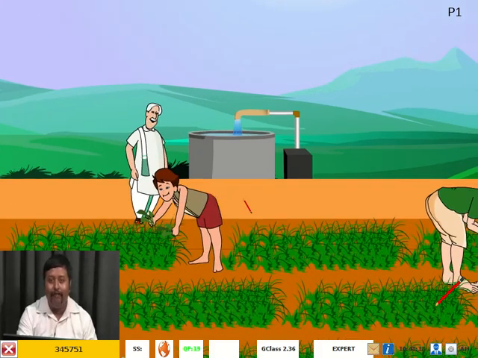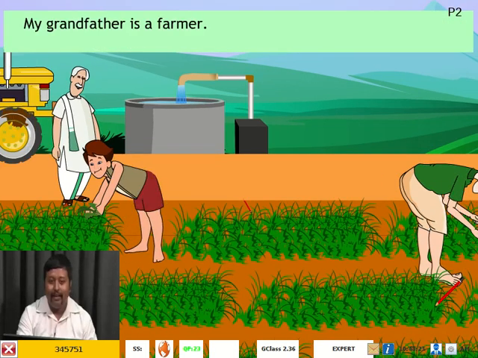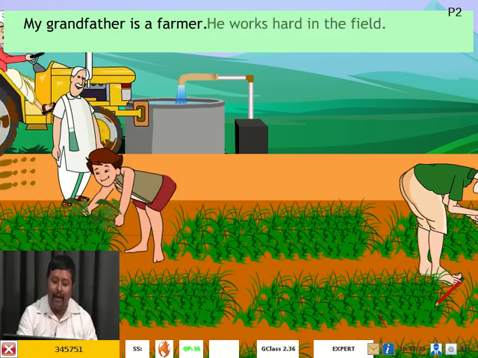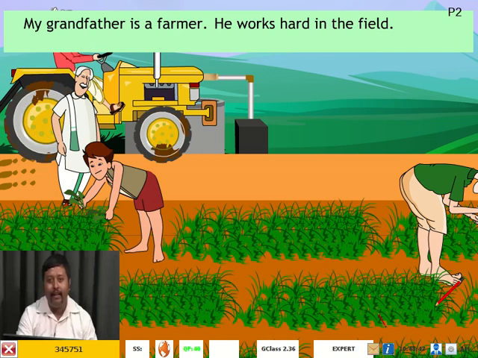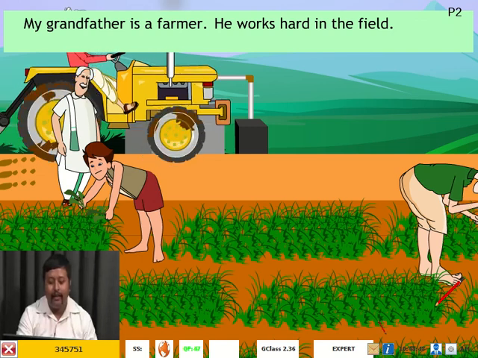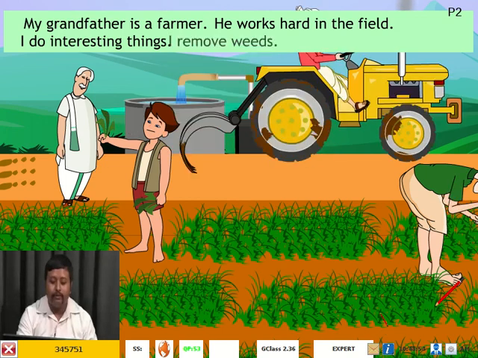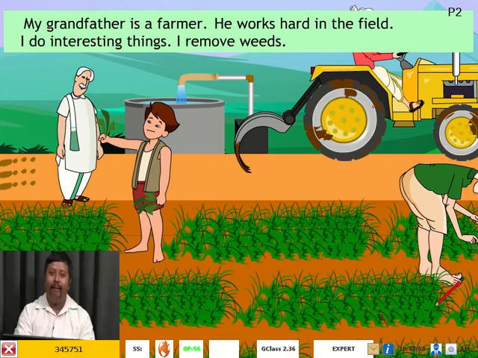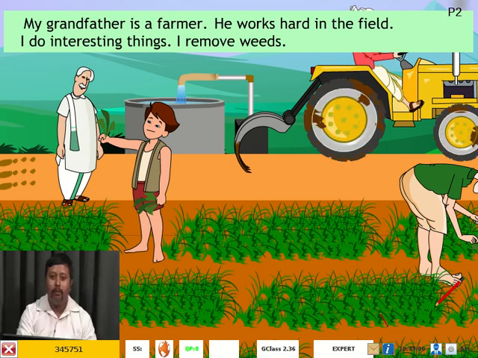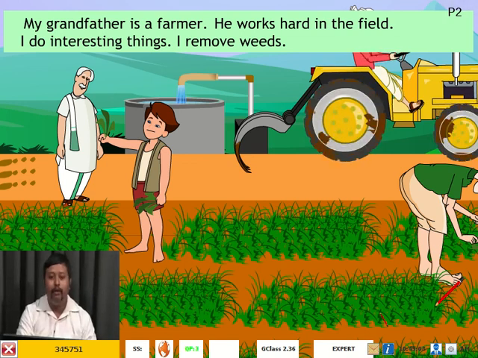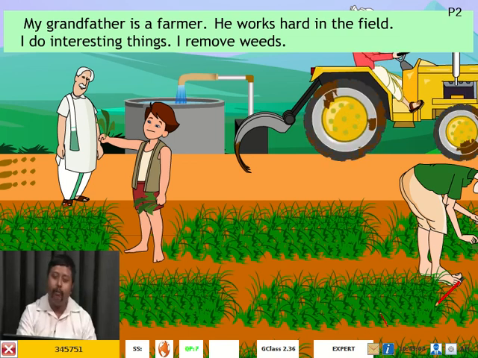Okay, so let's see what do we have here. So first up, we have a little picture here. What's that? It's about a farm where some people are working, and we have a line here. What's that line? My grandfather is a farmer. Then what next we have? He works hard in the field. Then, I do interesting things. And afterwards, I remove weeds. We have four lines here. First one was what? My grandfather is a farmer. Second one is, he works hard in the field. I do interesting things and I remove weeds.